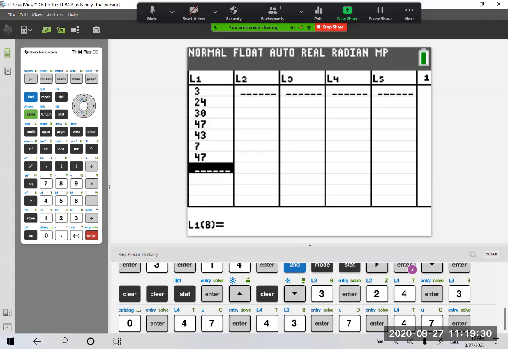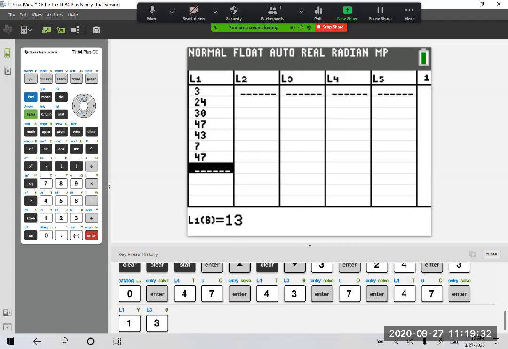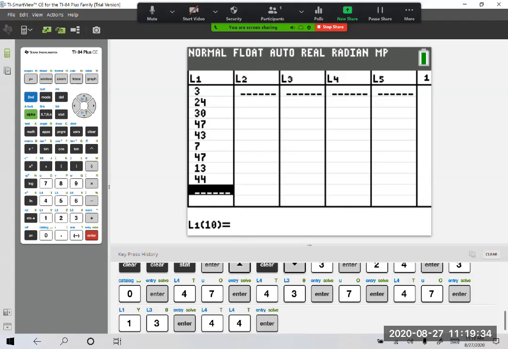47, 13, 44, 39, 2, 4, 6, 8, 10. So 10 values. So now we're going to quit and get out of here.